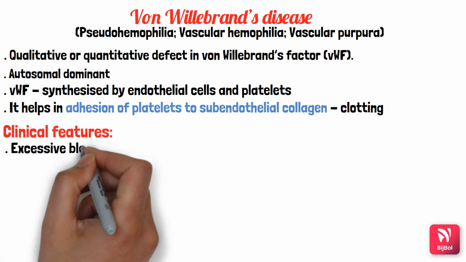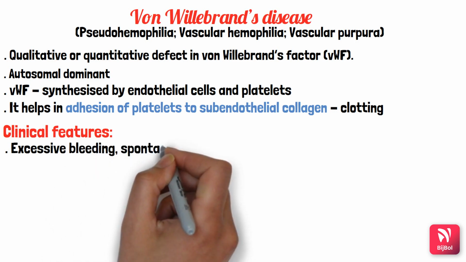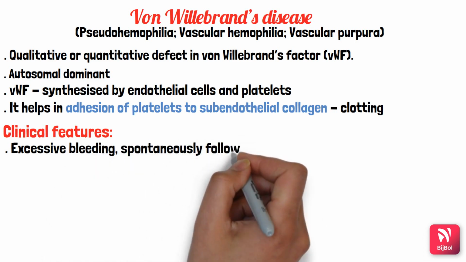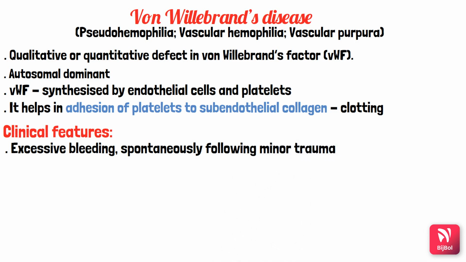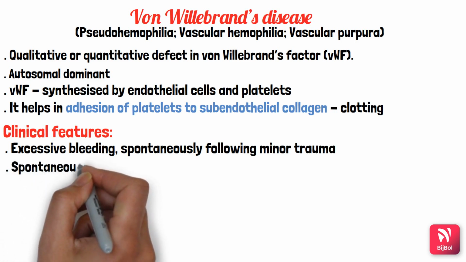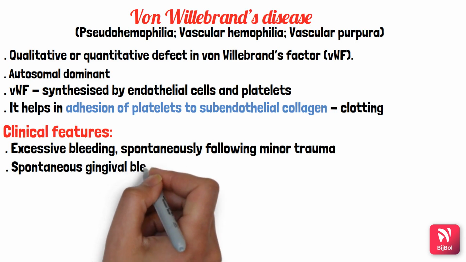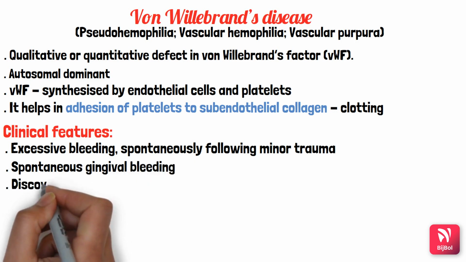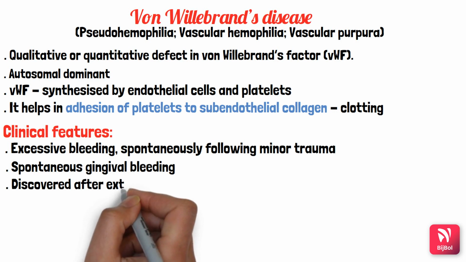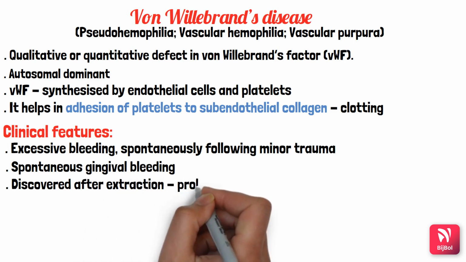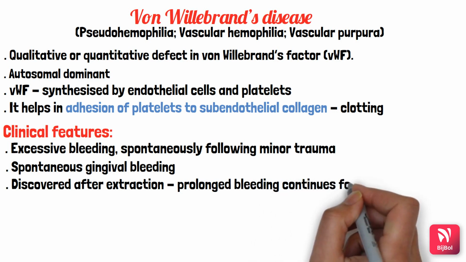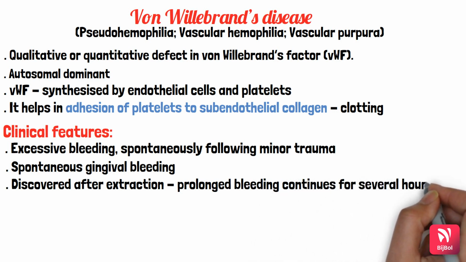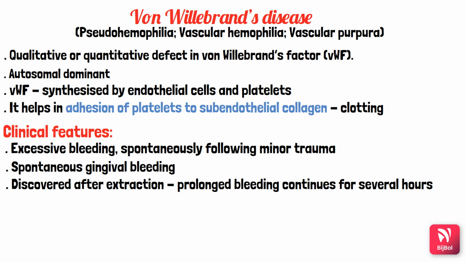Okay, so what are the clinical features that you can see here? As platelets are not aggregating because of the defect in von Willebrand factor, there will be excessive bleeding spontaneously following a minor trauma. Even orally, the gingiva shows spontaneous gingival bleeding. And usually we discover von Willebrand's disease after an extraction: usually the bleeding will stop within 15 minutes or half an hour, but here there will be prolonged bleeding which continues for several hours.